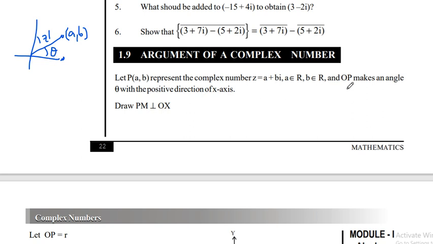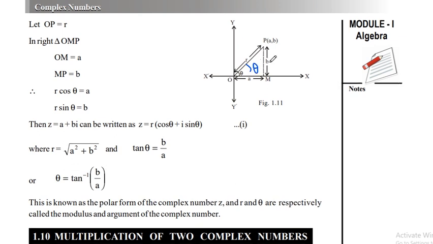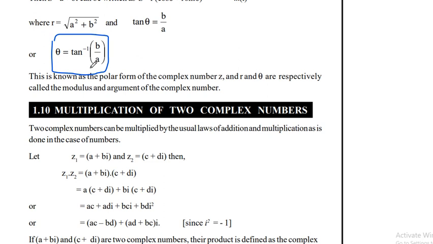So the argument of z is the angle which this makes with the positive x-axis. This is called the argument, and we write it as arg of z. Okay, so what is the argument? The argument is this angle, and you know this angle is very easy. You can use tangent to find this angle, because if this is theta, then tangent theta is b over a, right? So if you take tangent inverse of b over a, this gives you the argument of z.